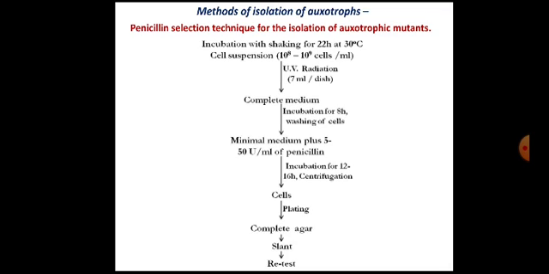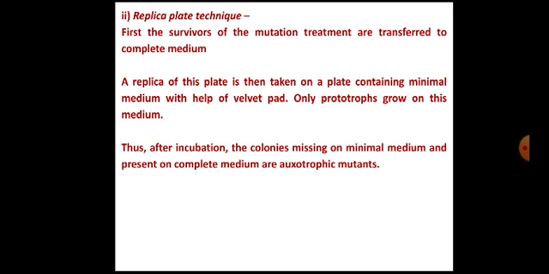Then these auxotrophic mutants are transferred onto complete medium so that the auxotrophic mutants will now grow. This is how this process is repeated several times for the separation of auxotrophic mutants. Another technique for the isolation of auxotrophic mutants is the replica plate technique.